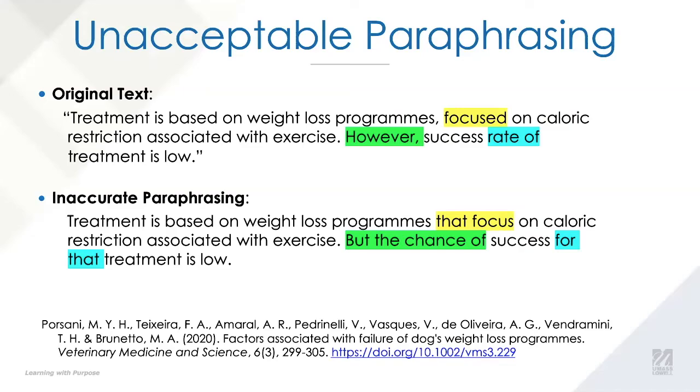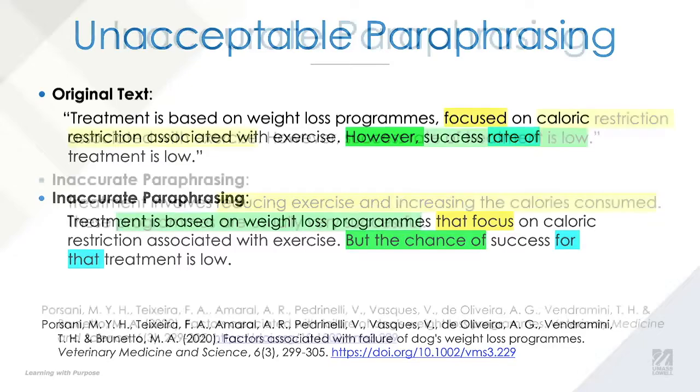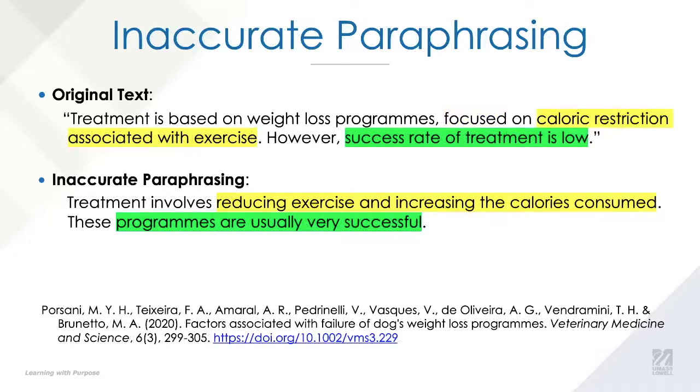Unacceptable paraphrasing, like this example, copies the original text almost exactly. You can see that a few words have been changed, but it's otherwise an exact match. Inaccurate paraphrasing uses new words, but misrepresents the original work. These paraphrased sentences not only have different words than the original text, but also state the exact opposite of the original work's meaning.